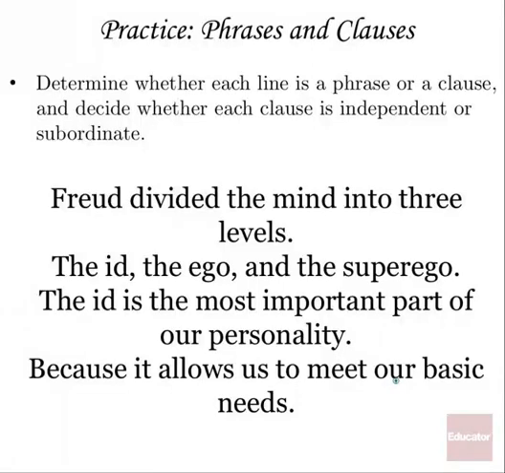All right, take a look at these examples. See if you can figure out whether each line is a phrase or a clause, and decide whether each clause is independent or subordinate or dependent. Freud divided the mind into three levels: the id, the ego, and the superego. The id is the most important part of our personality, because it allows us to meet our basic needs. Take a good look, pause the video if you need to.